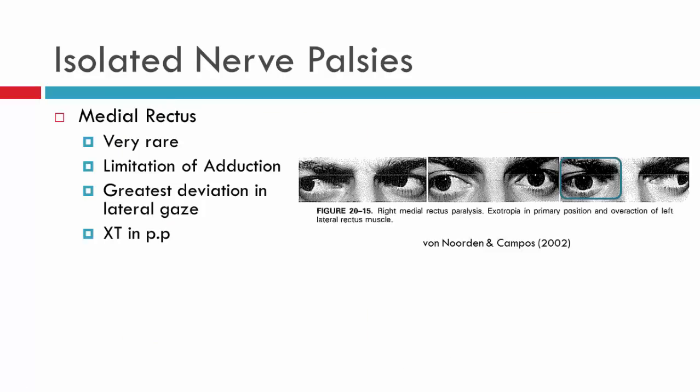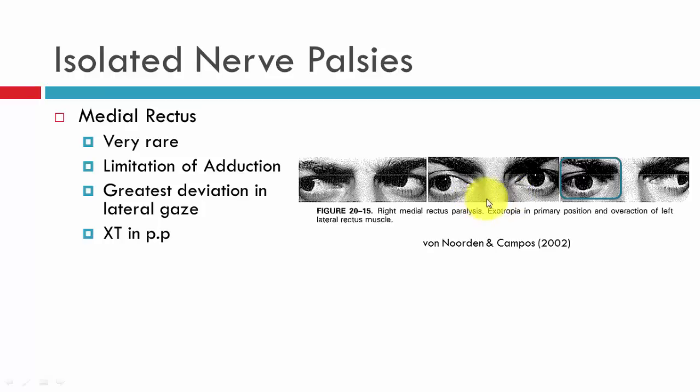A medial rectus palsy. This is very rare to have an isolated medial rectus. So you will need to think about differential diagnosis here if you see a patient with a medial rectus palsy because it is uncommon. But clearly this would mean that if your medial rectus is not functioning, we'd have limited adduction, and this would mean an exotropia in primary position. So here we have a patient with a medial rectus paralysis.